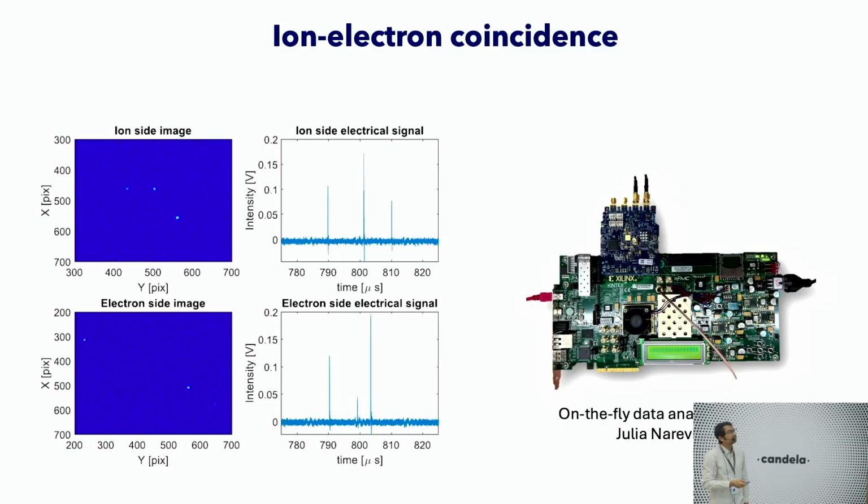So how do we do that? We don't use expensive delay line detectors, but something very simple. We look at our ions and electrons with a CCD camera, and we also record the electronic signal in our DAQ. This is how we correlate, one-to-one, the signal from the camera and from our DAQ, and that's how we do the coincidence measurements. Recently we solved the problem of our data analysis, which was a bit slow. Julia Narevicius in our group does this FPGA work, and we can do all the analysis on the fly in the FPGA.